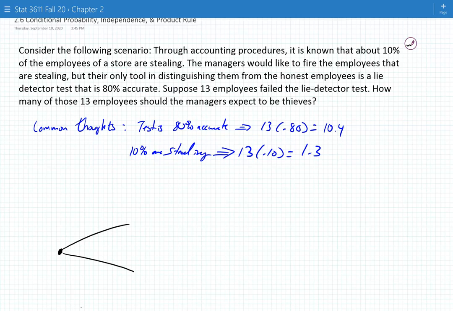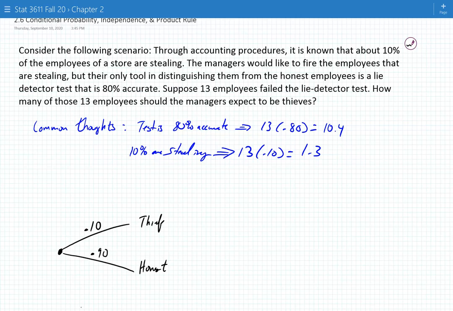10% of the employees of a store are stealing. So you can either be a thief or an honest employee. If 10% of the employees are stealing, then we can draw weighted probabilities on these branches of how likely it is that we'll move on down here. So you're either a thief or honest with these probabilities.